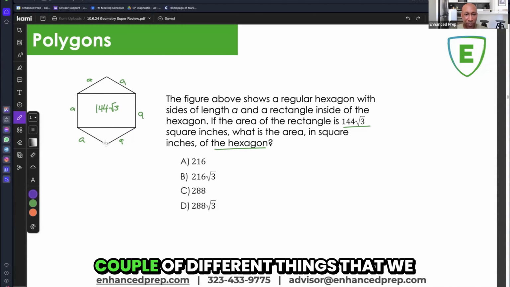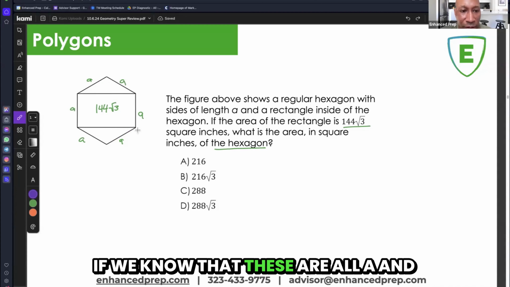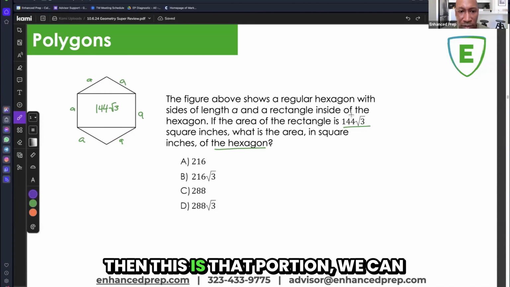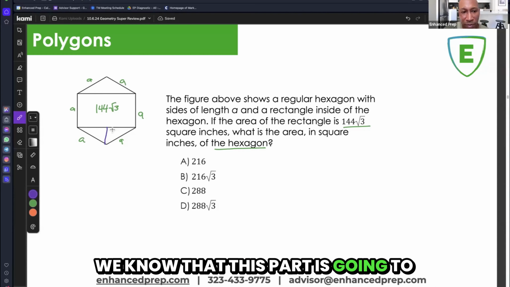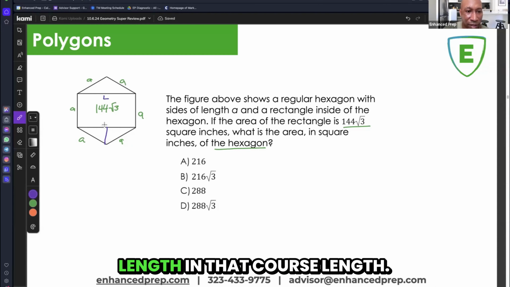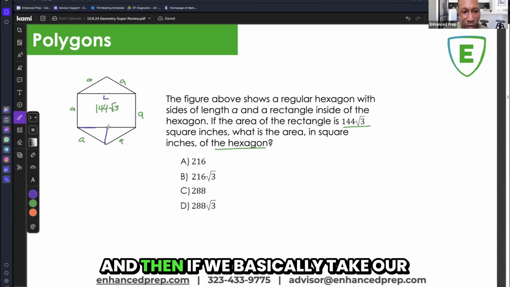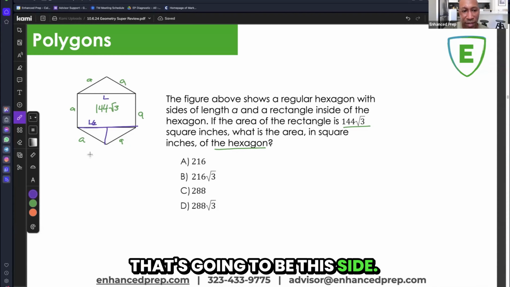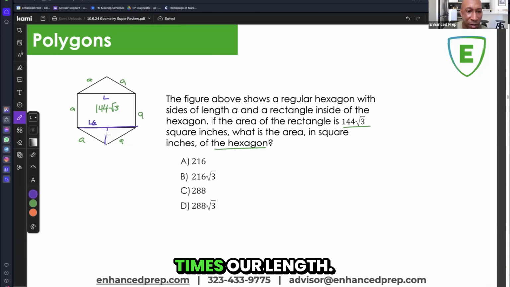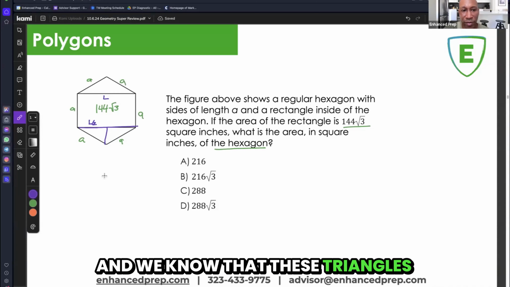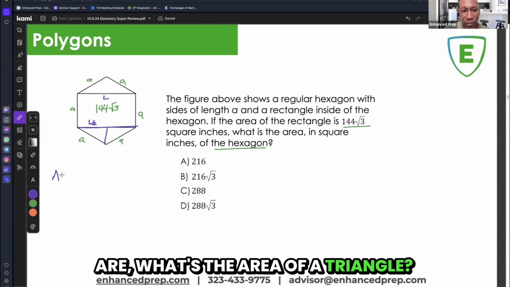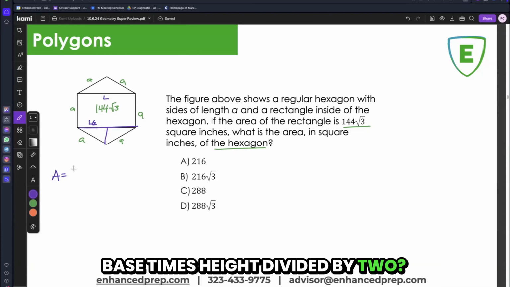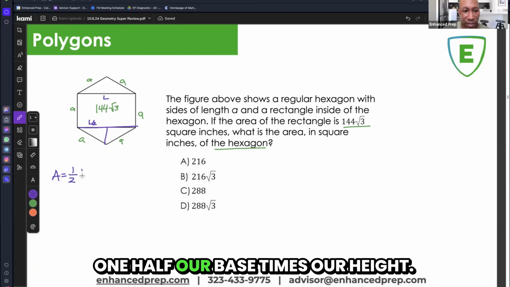Well, in this case, there's a couple different things that we can think about. If we know that these are all A, and then this is that portion, we can say that this part is our length, and that part's our length. And then if we take our length and divide it by 2, that's going to be this side. And we know that these triangles are, what's the area of a triangle? What's the equation? Base times height divided by 2. Exactly. One half our base times our height.